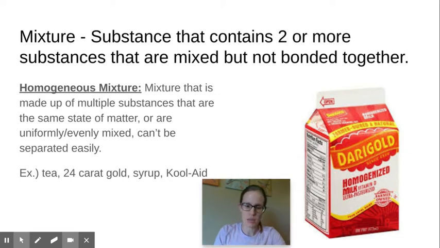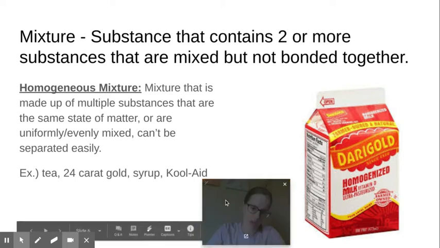Tea is another example. 24 karat gold is an example. Syrup, Kool-Aid, lemonade is a homogeneous mixture. As long as it doesn't have pulp in it, it's a homogeneous mixture of the lemon juice and water. You can't separate them once you've mixed them together, and the mixture is the same at the top and the middle and the bottom, regardless of where you take a sample. It doesn't have to be a liquid.